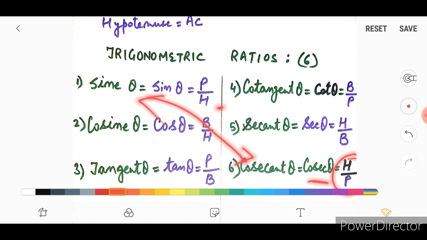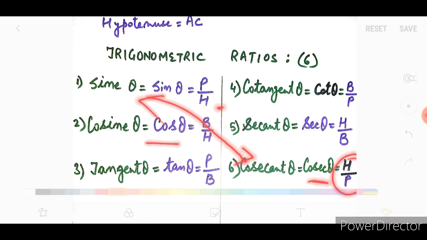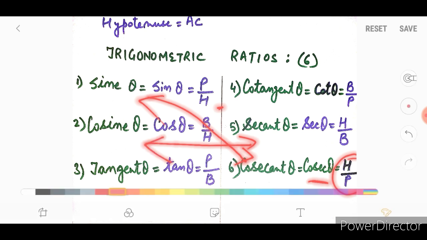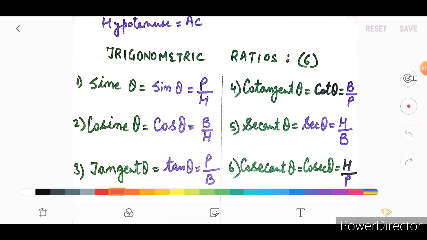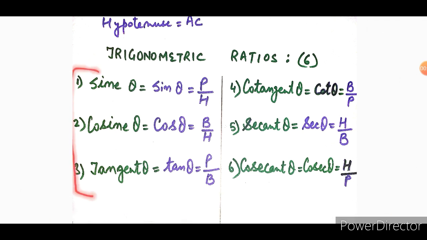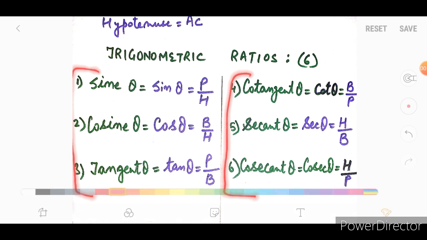First one is the reciprocal of the last one, second one is the reciprocal of the fifth one, and the third from here and first from here are the reciprocal of each other. Okay, so students, remember these six trigonometric ratios, three from here and three from here. Full trigonometry for all the years will depend upon these formulae only. Today itself please learn them, and learn them in connection only.